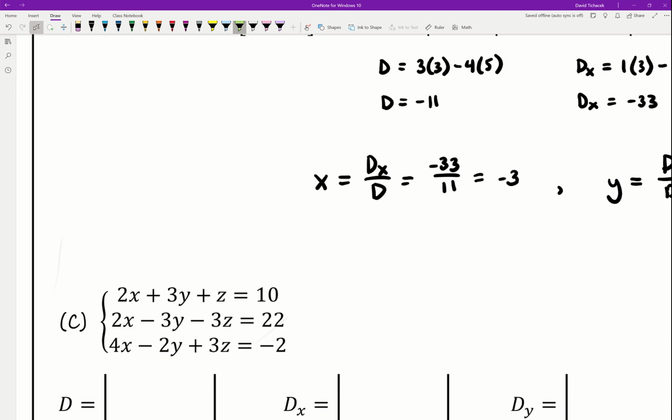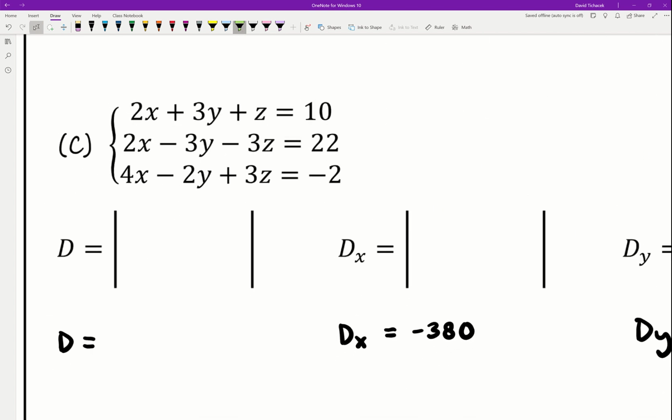So one of the other things that we saw here in Chapter 6 was we saw a system with 3 equations and 3 unknowns. And so can we use Cramer's rule to take a look at these? Absolutely we can. But we're going to find that it's a little bit more work than in the 2x2 case. So we're going to start this off in the exact same way.